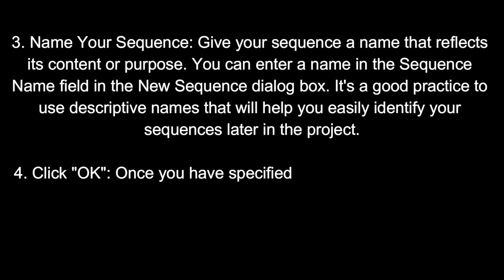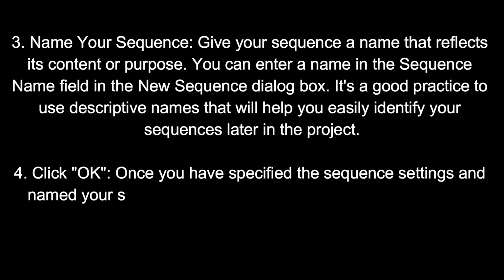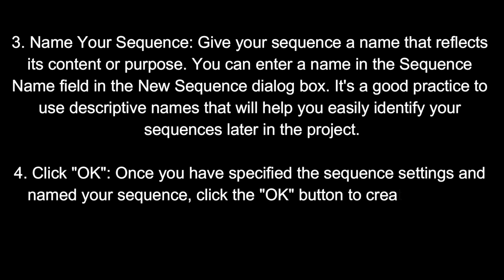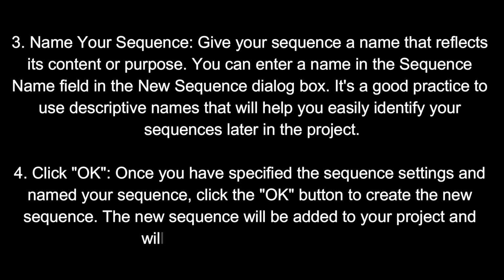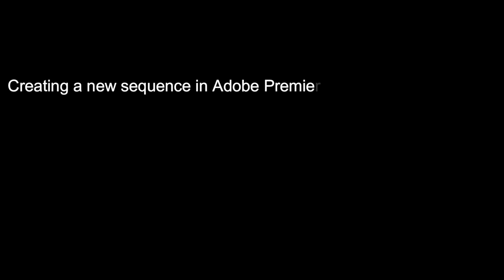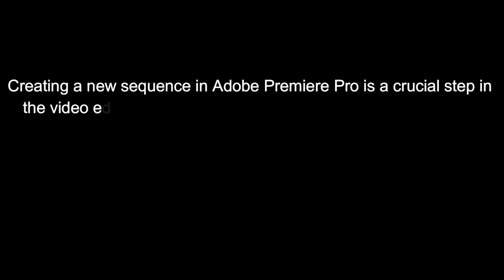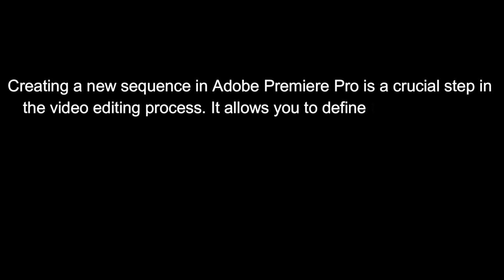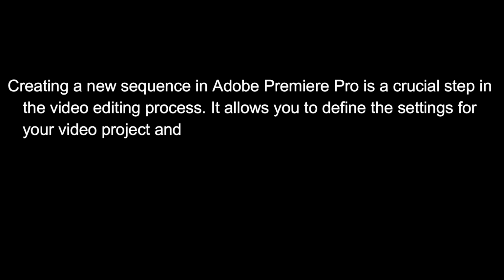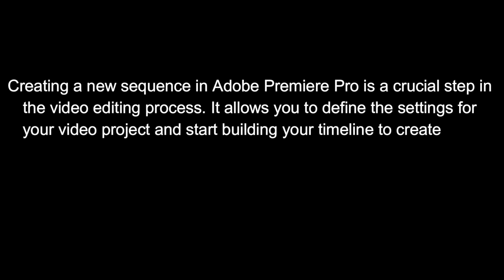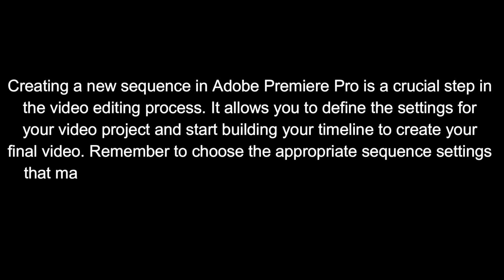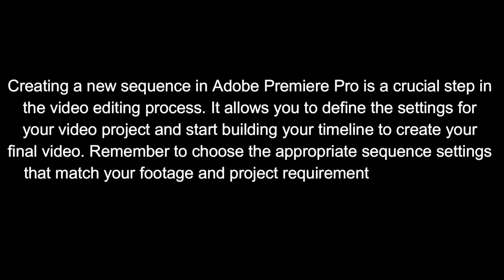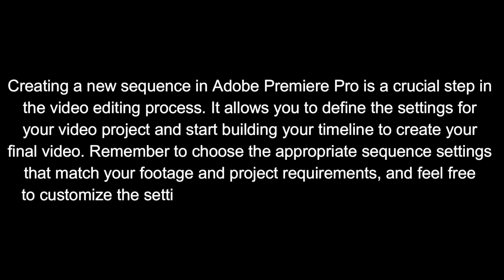4. Click OK. Once you have specified the sequence settings and named your sequence, click the OK button to create the new sequence. The new sequence will be added to your project and will open in the timeline panel. Creating a new sequence in Adobe Premiere Pro is a crucial step in the video editing process. It allows you to define the settings for your video project and start building your timeline to create your final video. Remember to choose the appropriate sequence settings that match your footage and project requirements, and feel free to customize the settings as needed during your editing process.